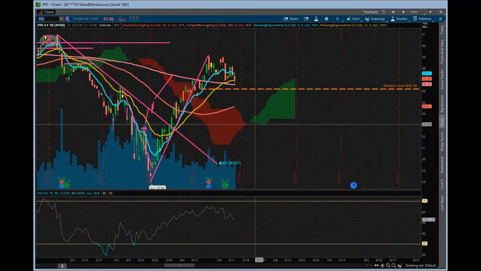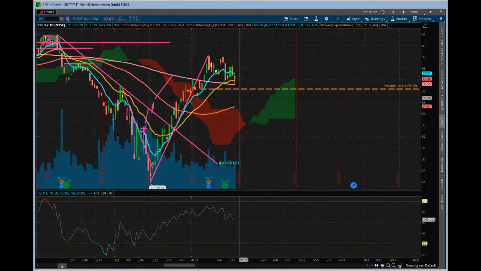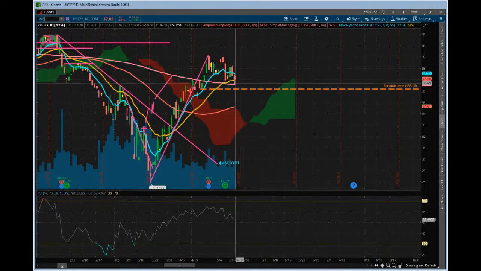PFE. Yeah, PFE. So again, another pullback right here. So let's see. Again, I want to see it get over today's highs to see if we get some strength again. But I like how it still held the 21 EMA.